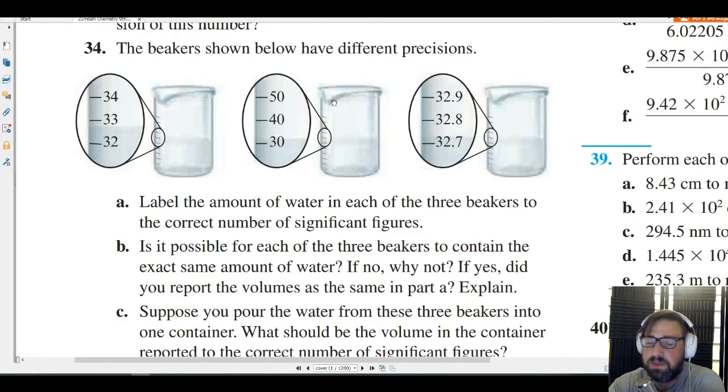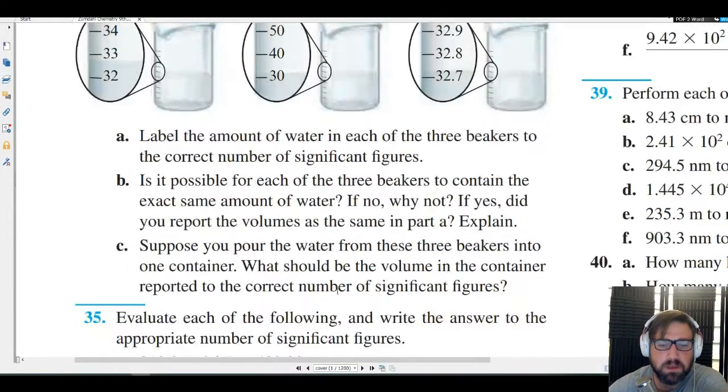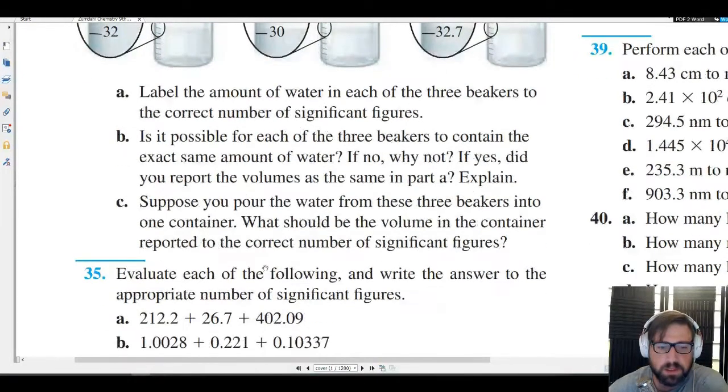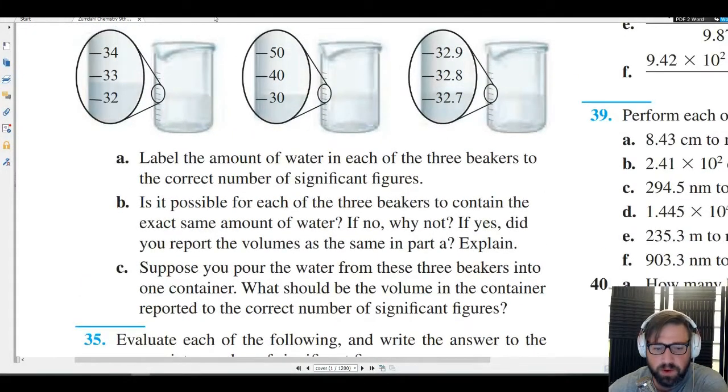Which one do you think would be most expensive to buy? Probably the one on the right, because that's a super precise instrument. It goes all the way to the thousandths place. You can get more sig figs. So if we poured all of these into one container, how many sig figs could we have? Here we would have 3, here we would have 4, and here we would have 2.